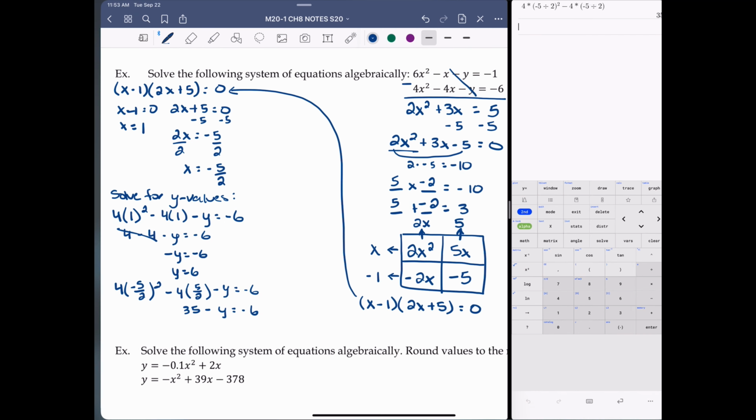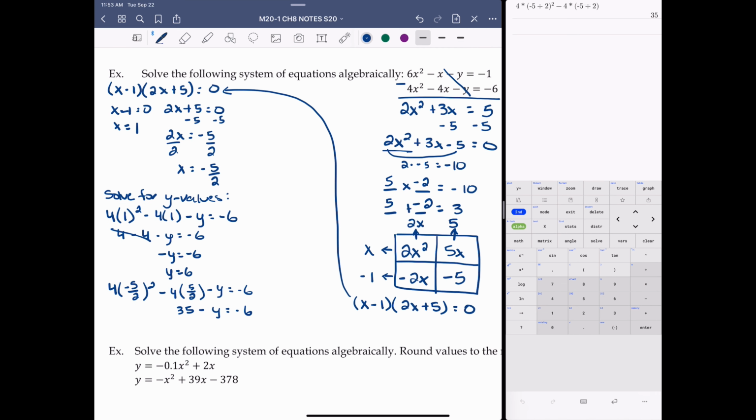We're going to add y to both sides and add 6 to both sides, so we're switching the y and the 6. We get 35 plus 6 equals y. 35 plus 6 is 41. y equals 41. Which means that our solutions are: x is 1, y is 6, and x is negative 5 over 2, y is 41.